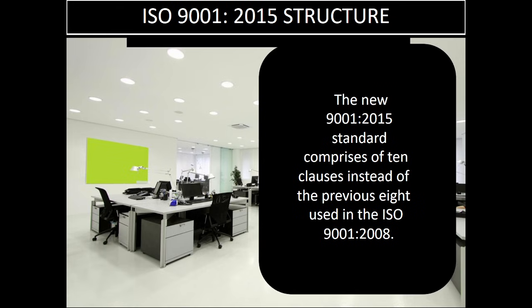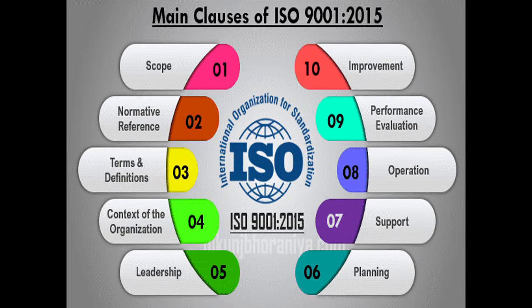Next is the ISO 9001:2015 structure. Now, the new ISO 9001:2015 standard comprises 10 clauses instead of the previous 8 used in ISO 9001:2008. These are the 10 clauses of ISO 9001. We have one, scope; two, normative references; three, terms and definitions; four, context of the organization; five, leadership; six, planning; seven, support; eight, operation; nine, performance evaluation; 10, improvement.